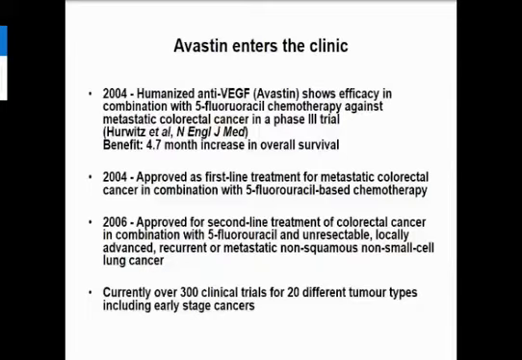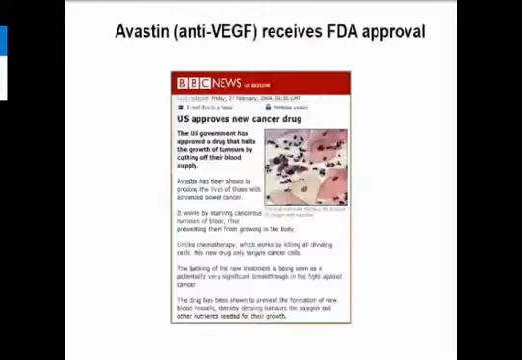So it was approved in 2004 as a first-line treatment for metastatic colorectal cancer. And then in 2006, it was approved for second-line treatment of colorectal cancer, again in combination with a chemotherapeutic. And there's loads and loads of trials currently going on for lots of different cell types to see how effective this Avastin treatment in combination with chemotherapy can be. And of course, this made big news.